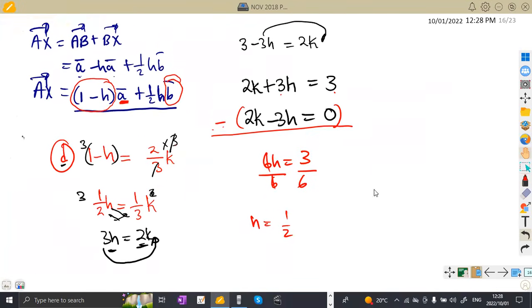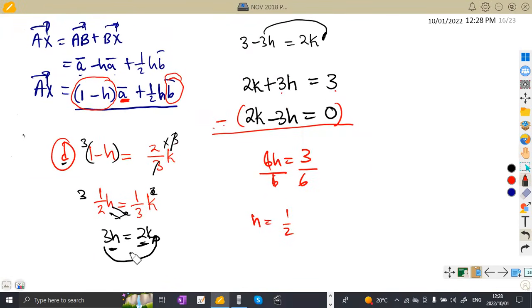To find K, I'm going to substitute any one of these. Remember here we said 3H is equal to 2K. So since 3H is equal to 2K, I have the value of H, which is 1 over 2. So it's going to be 3 times 1 over 2, which is the value of H, which is equal to 2K. So how can I find K? Okay, I can just cross multiply whatever that I'm going to have. So here it's going to give us 3 over 2 is equal to 2K over 1.